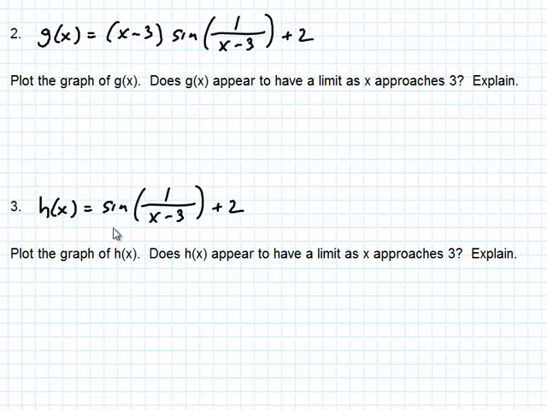Okay, I'm going to do problems 2 and 3 in parallel. Notice that the functions in these two cases are very similar, and in each case we want to know what happens when x approaches 3. Notice that x cannot equal 3 because then their denominator here would go to 0, and both of these functions have that problem. However, this function has this x minus 3 out in front, so this one is going to have a different behavior than this one. Let's look at these graphically.